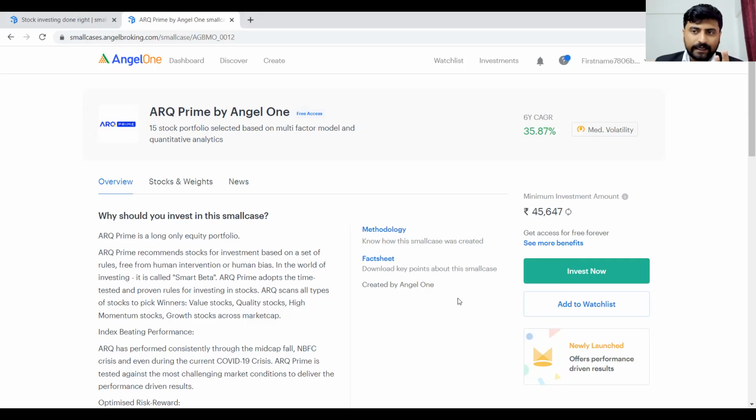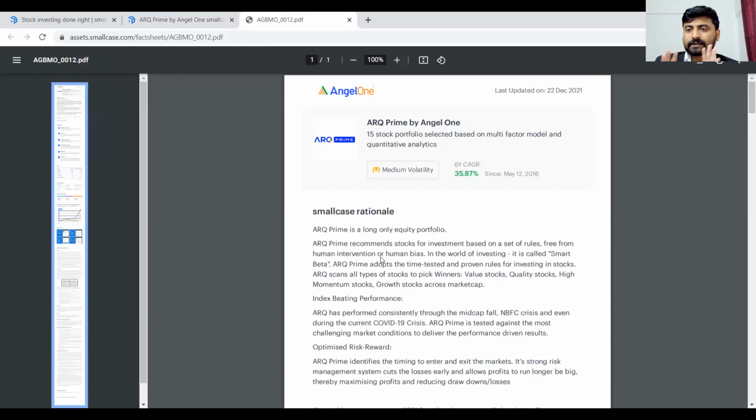The basic details will always be available as a standard template when you click on any of our smallcases. But if you wish to understand in a much deeper fashion what you want to know about this particular smallcase, what you should do is click on the fact sheet button over here. What this does is it opens up a downloadable PDF, and you can download it from your browser right over here.